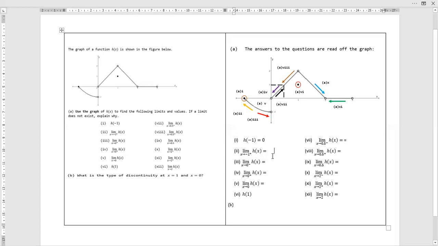All right, let's go on to the second question. The second question is asking for the limit of h of x as x is approaching -1 from the right side. This is the piece of the function that we are going to look at, and we follow the orange arrow. And it can be seen from the graph that as x is approaching -1 from the right side, the function approaches 0.